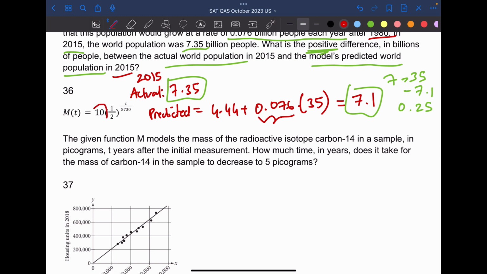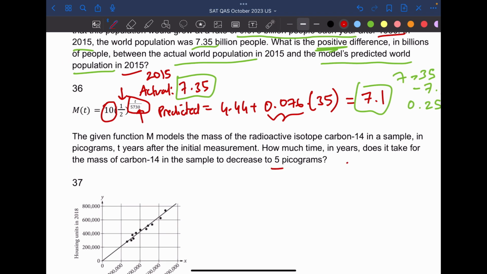Okay, so this 10 means that this is what we start with. So by waiting 0 years, we have 10 picograms of total mass. If you wait this amount of time over this amount of fraction, it would end up decreasing by 1/2. So if we want to end up with 5, 10 is equal to 5 times what? It is 5 times 2, because you basically cut it by half. So 10 divided by 2 is equal to 5.